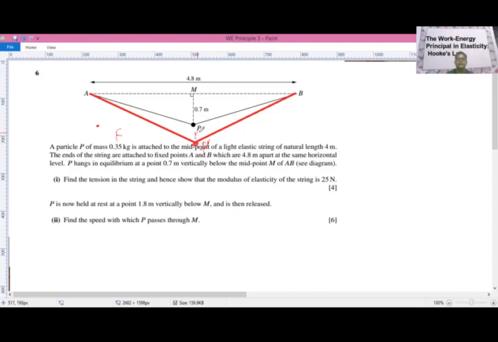So another position is P dashed, and we need to find the speed with which P passes through M. That means you have to calculate the energy at P dashed and also the energy at M. We can also find the energy at P, but according to the question we don't require the energy at P.